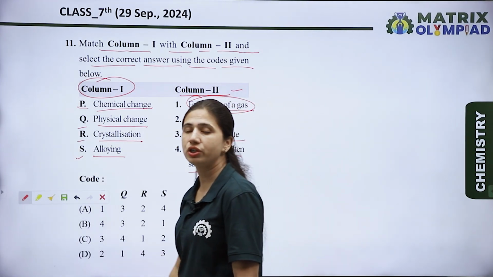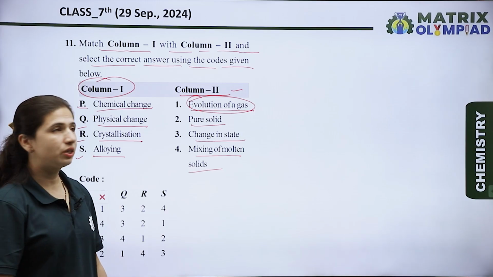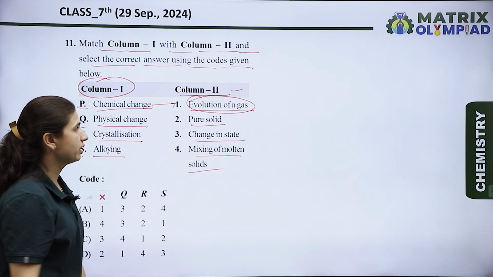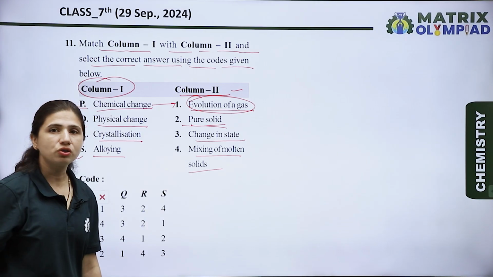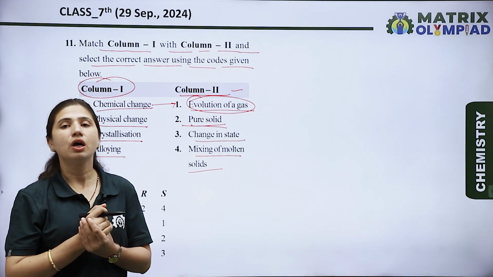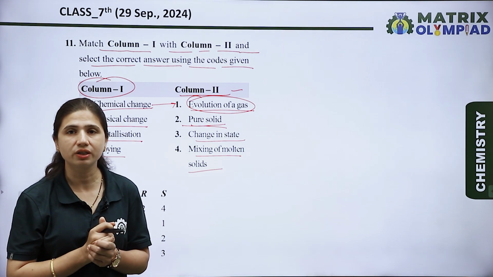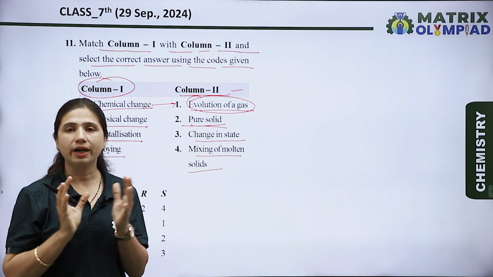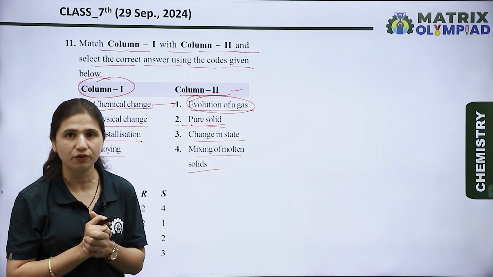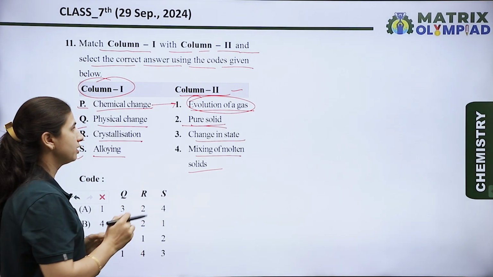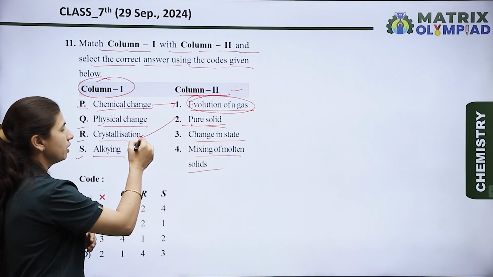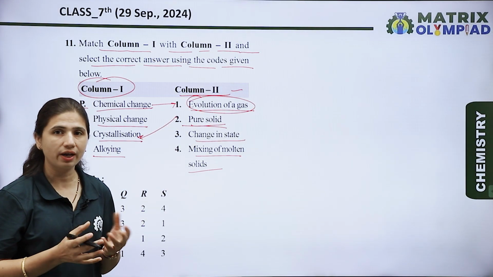Generally in chemical changes, evolution of gas takes place. So option P is matched with the first option. Now the next is pure solid. Pure solid is basically present in crystalline form, meaning the particles are connected with a strong force of attraction, called intermolecular forces of attraction, and because of that it is formed in a crystalline form. So the pure solid is present in the crystalline structure.